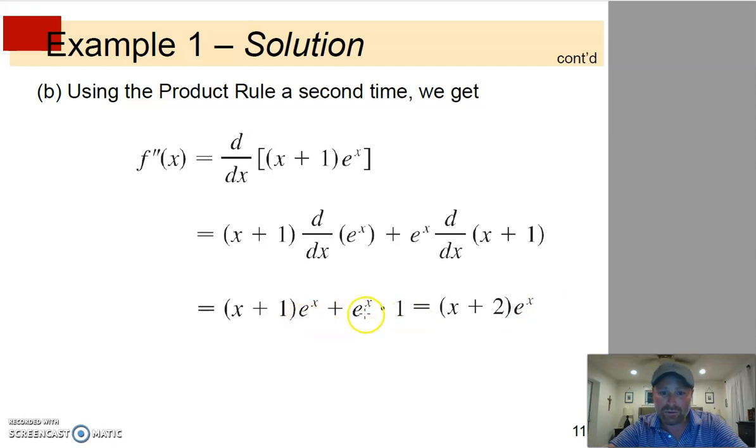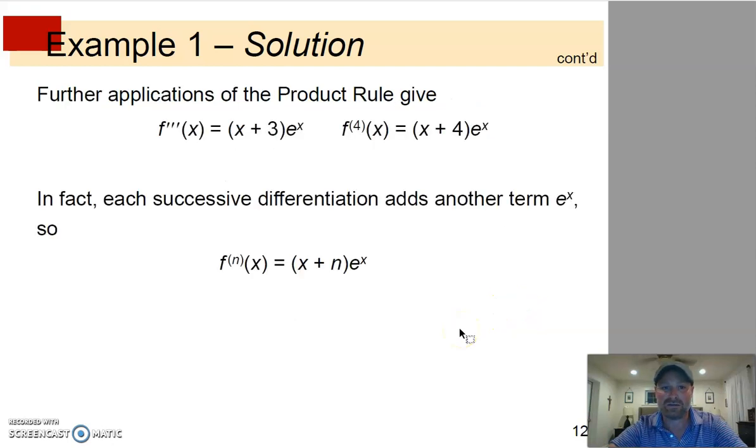And then, we would do the same thing. We'd factor out the e to the x, and what we would get is x plus 2 times e to the x, okay? So this is just a further application of that if we were to take the third derivative or the fourth derivative. But there's a little formula here that would help us to figure out what the successive differentiation values would be if we continued to find an additional term in this particular problem.